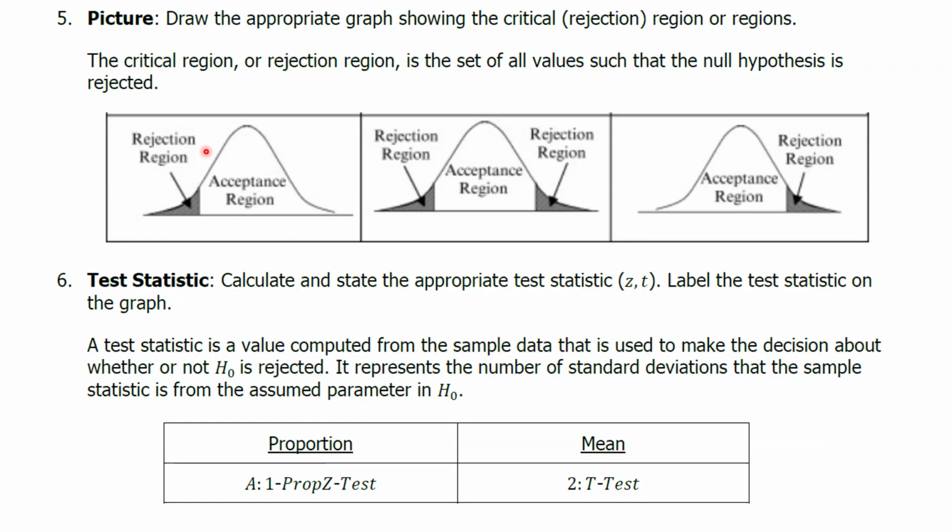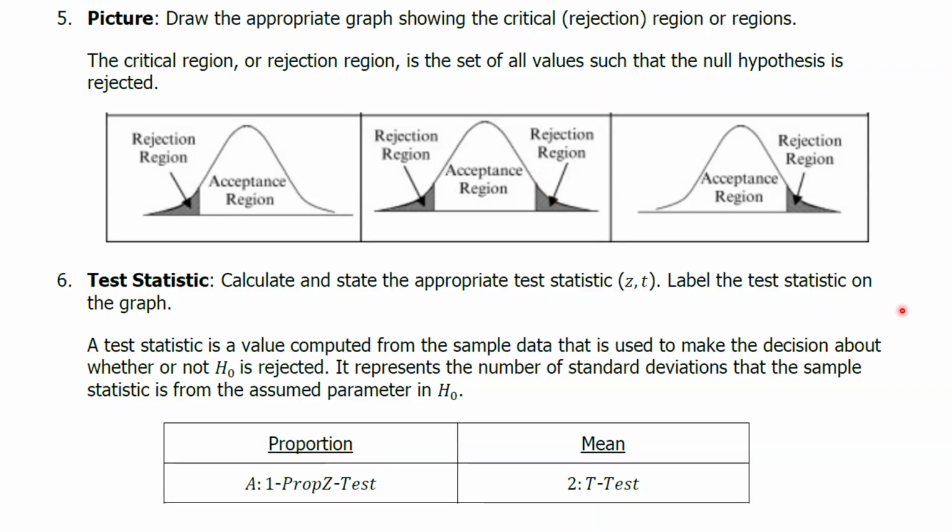So there are 3 different types depending on what type of test you are performing. So the left tail test is going to have the rejection region on the left. The right tail test is going to have the rejection region on the right. And then the two-tailed test is going to have rejection regions on both sides.